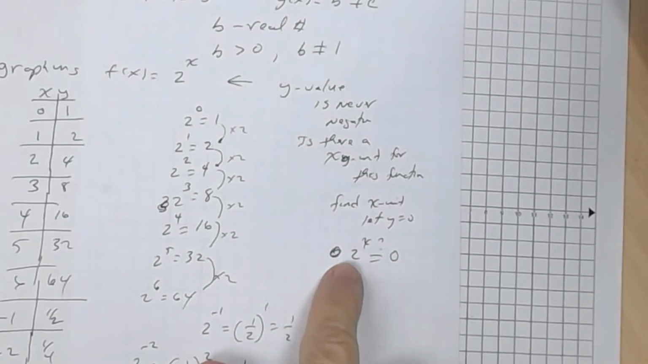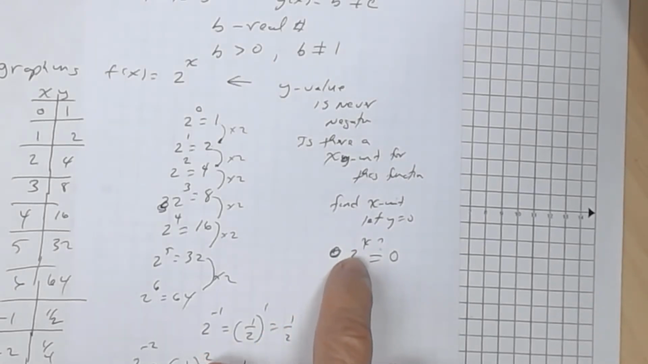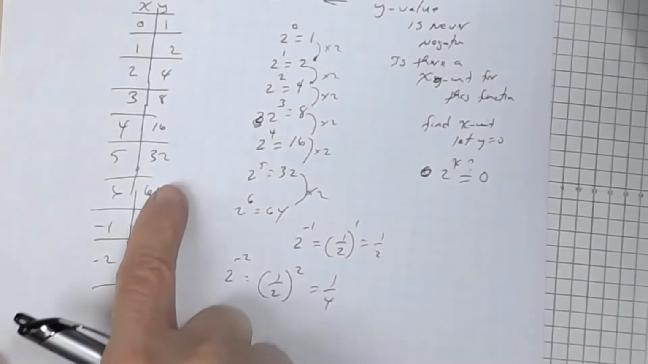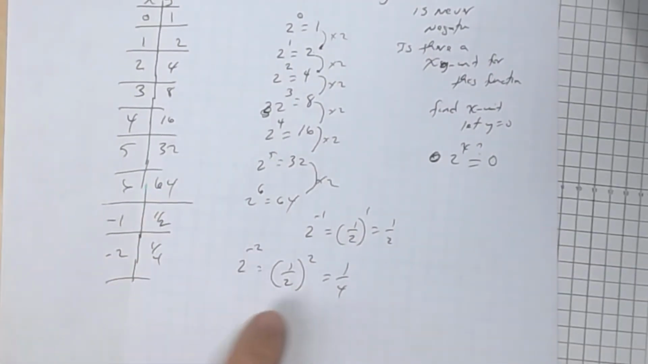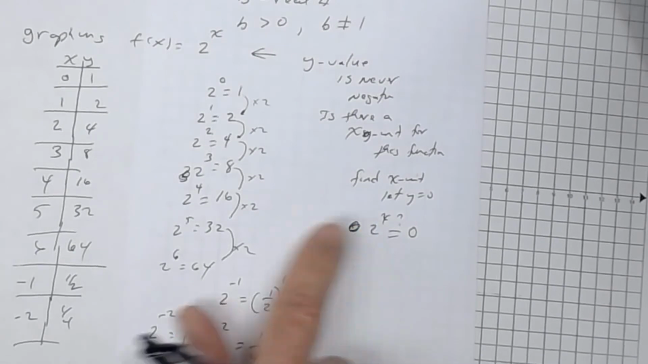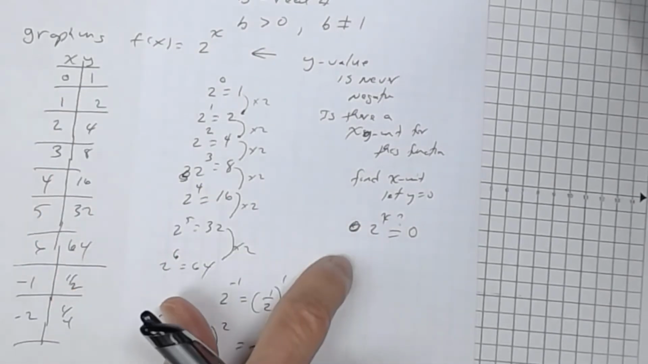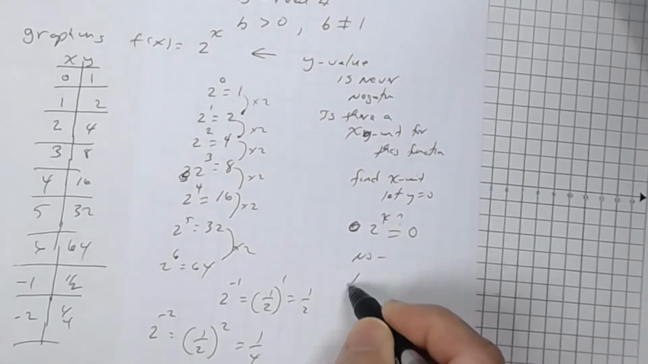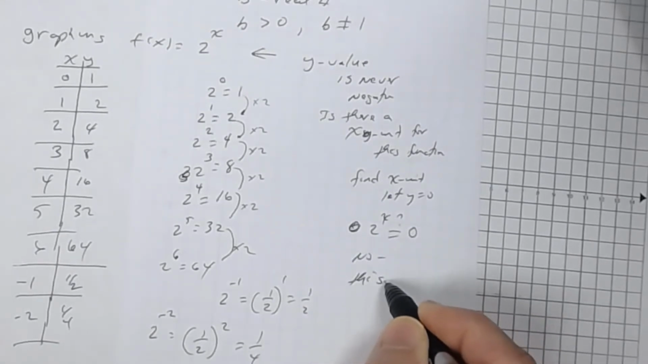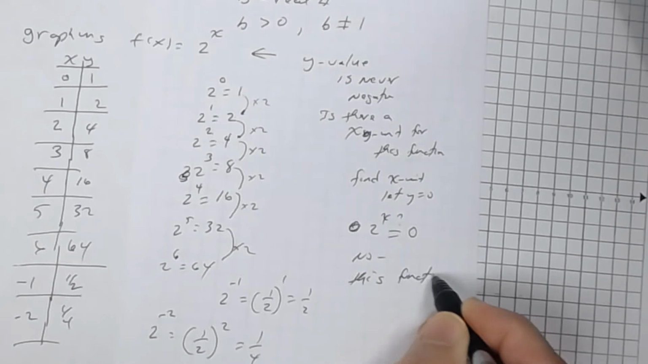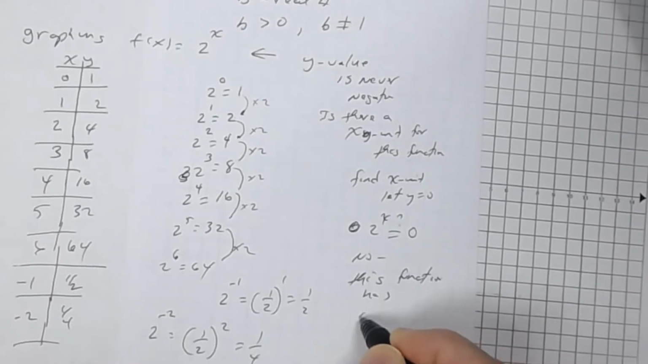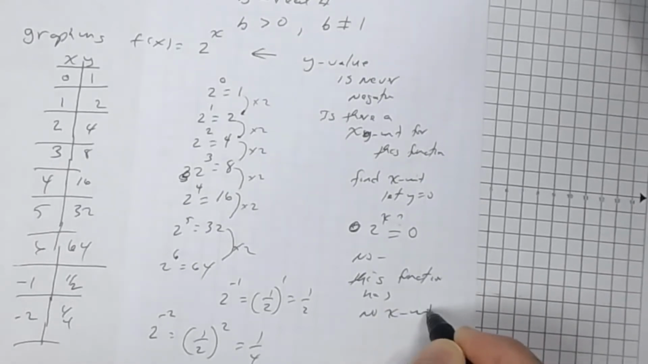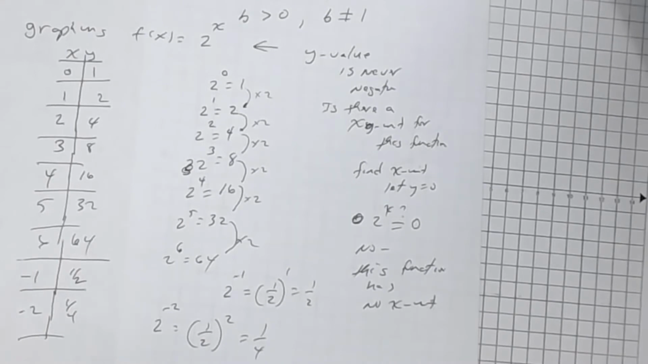Well, remember, 2 to a positive number, you know that's never going to be 0. 2 to the negative number, you know that's never going to be 0. And you might ask, well, what about 2 to 0? We already found that. 2 to 0 is what? 1. So is this ever going to be 0? No. So this has no x-intercepts. This function has no x-intercepts.